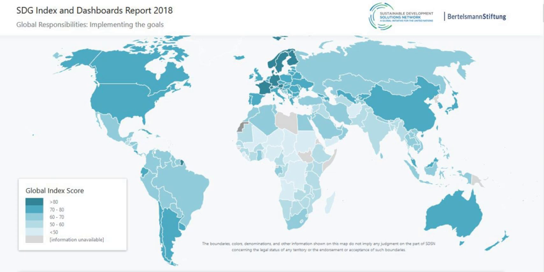Target 10.C is to reduce the transaction costs for migrant remittances to below 3%. The target of 3% was established as the cost that international migrant workers would pay to send money home, known as remittances. However, post offices and money transfer companies currently charge 6% of the amount remitted. Worse, commercial banks charge 11%.